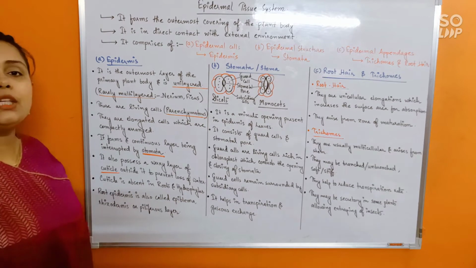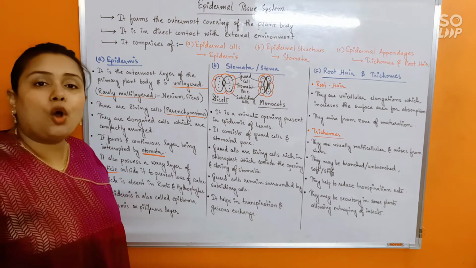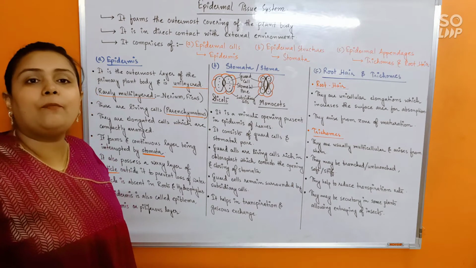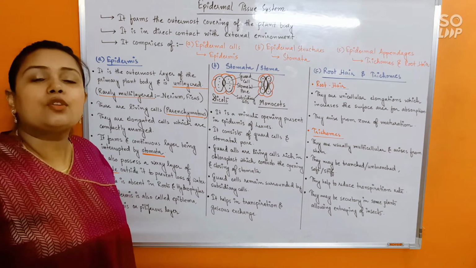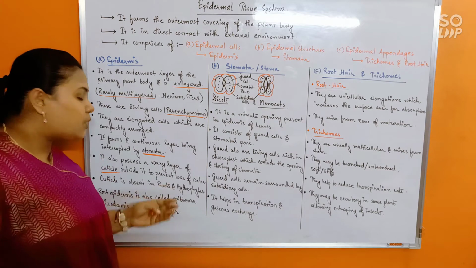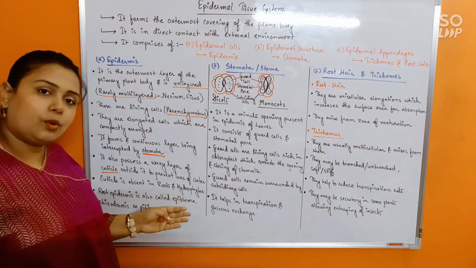Now, cuticle is absent in the roots and hydrophytes. Of course, cuticle is not going to allow water to pass through it, so if it is present in the roots, roots won't be able to take up water as easily, right? So that's why cuticle is not going to be present in roots. Also, it's not present in hydrophytes. That means aquatic plants. Okay.